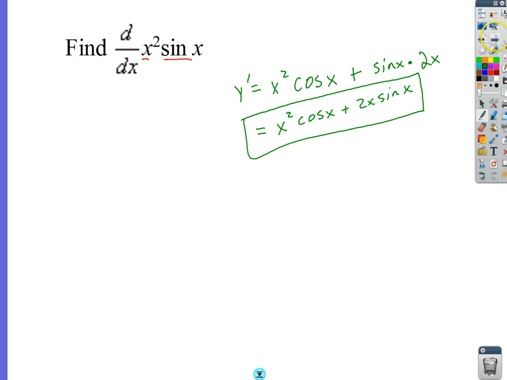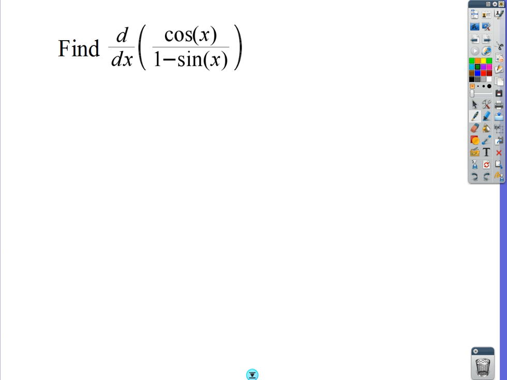Next. All right, so in this example, you're going, oh no, it's a quotient rule. It's all right. You just got to remember what your quotient rule is. It's low d high minus high d low all over low squared. Don't forget that's y prime. So now let's go ahead and do this, a step at a time.